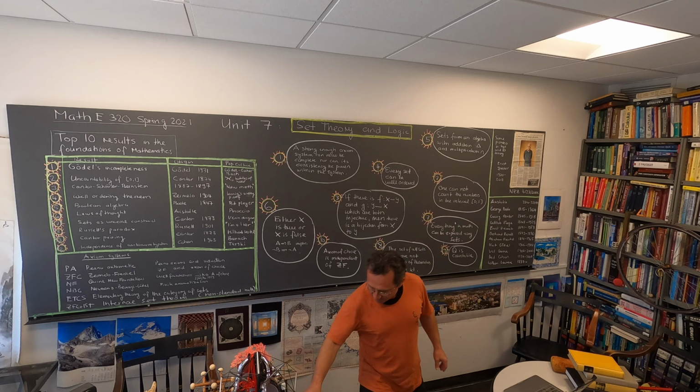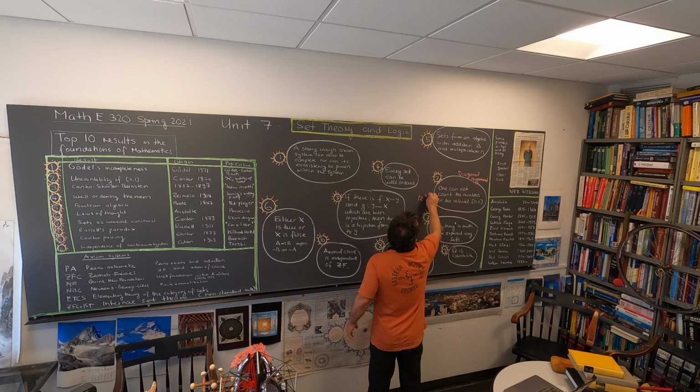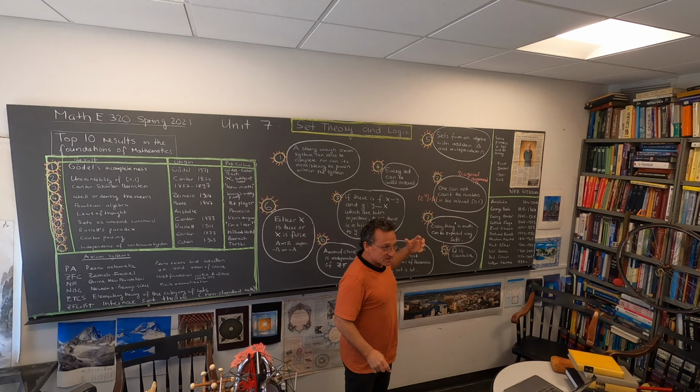Maybe I'll just make a few notes here. You can actually prove that for any set X, 2 to the X has a larger cardinality than X itself. So the power set, the set of all subsets, has more elements in it than the set itself.